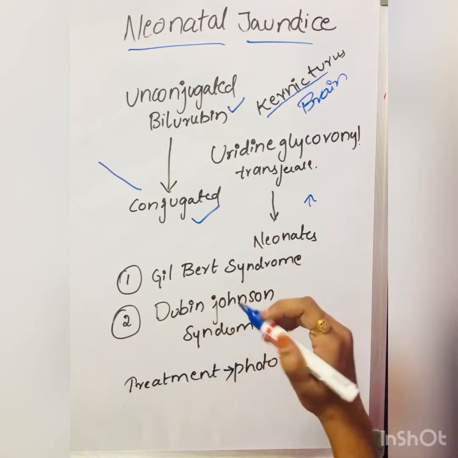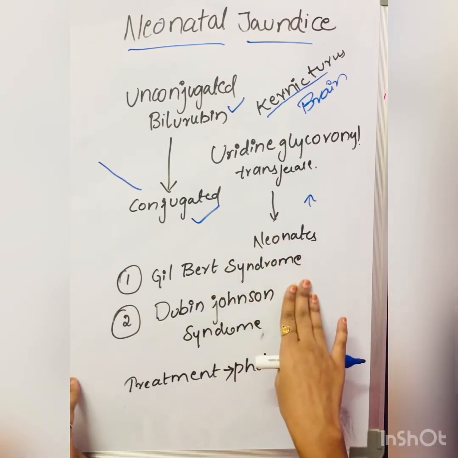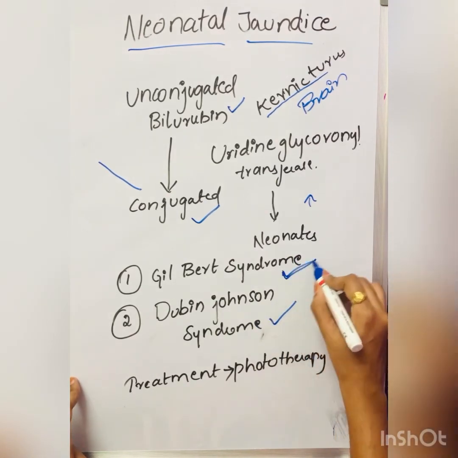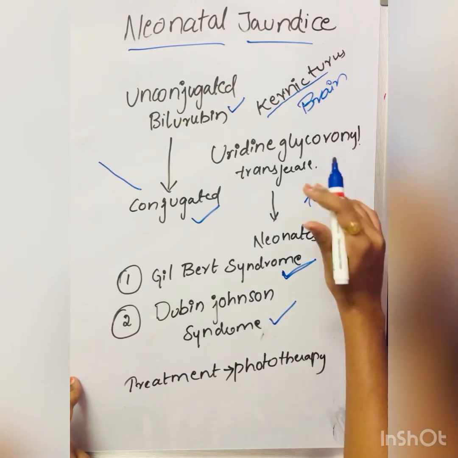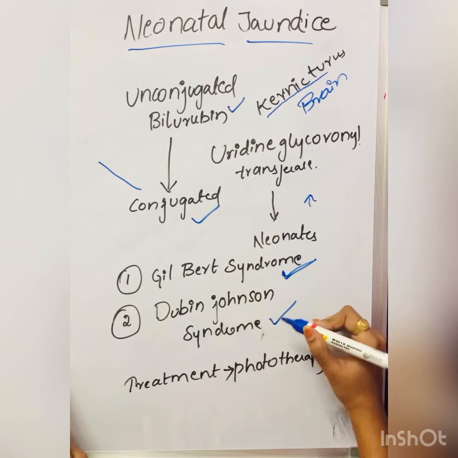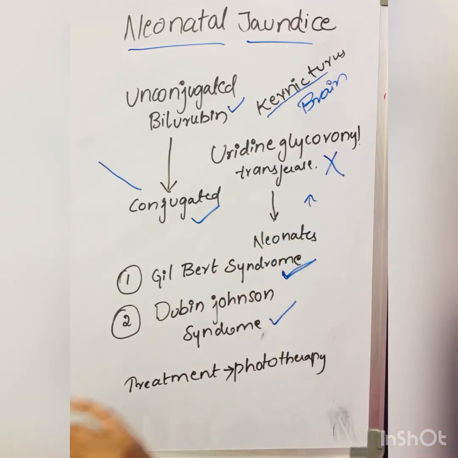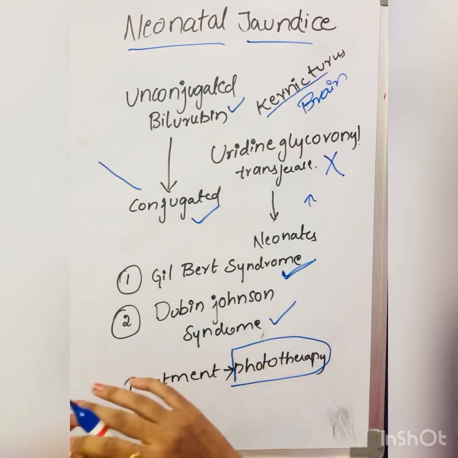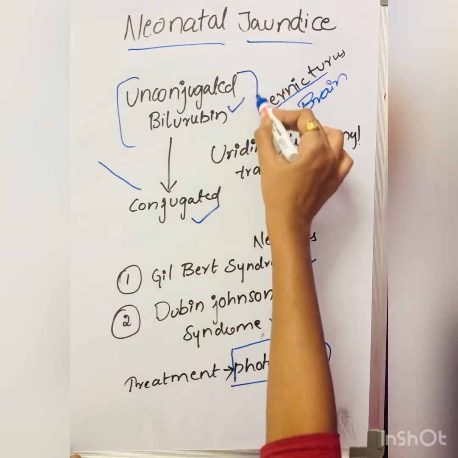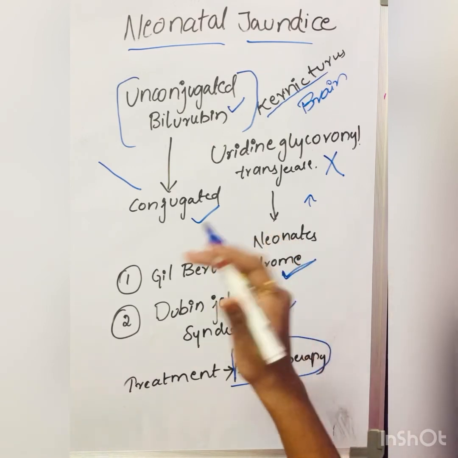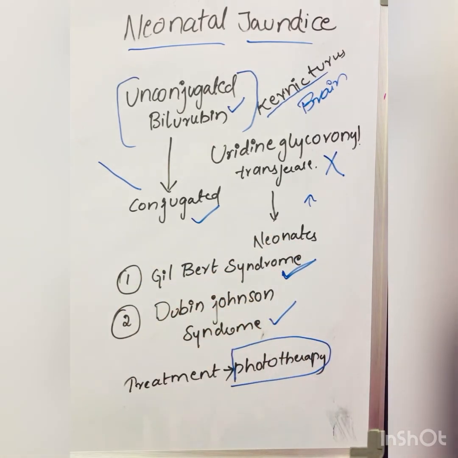And there are two more syndromes where we can see neonatal jaundice: Gilbert syndrome and Dubin-Johnson syndrome. In Gilbert syndrome, the UGT enzyme is produced less, but in Dubin-Johnson syndrome, this enzyme is absent. And there is also a treatment for neonatal jaundice, that is phototherapy. With the help of light, they change the unconjugated bilirubin structure so that it converts into a more water soluble form and is excreted through the urine. And that's all about the topic.